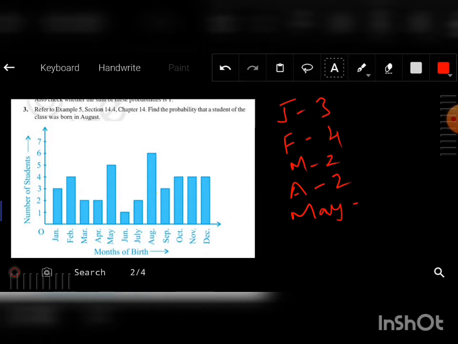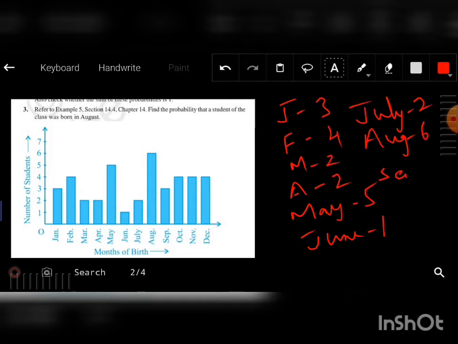May is 5, June 1, July is 2, August 6, September 3, October 4, November 4, and December again 4. To find the total number of students, we have to add up all these values.